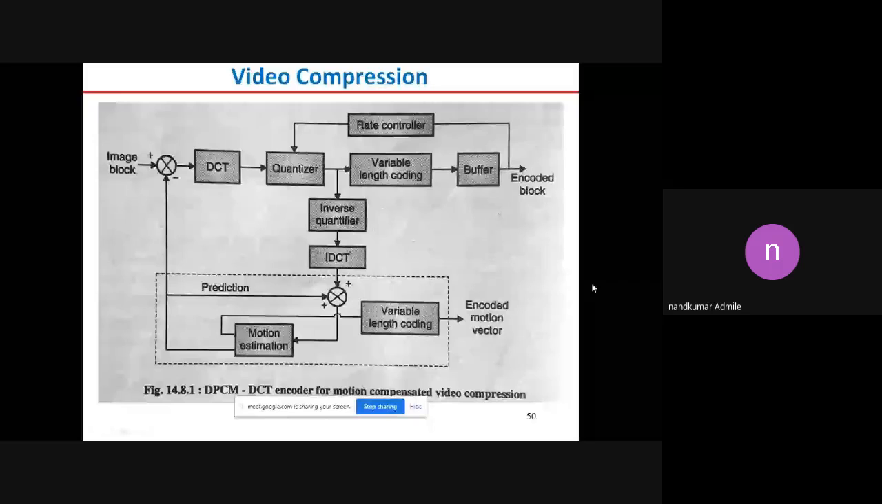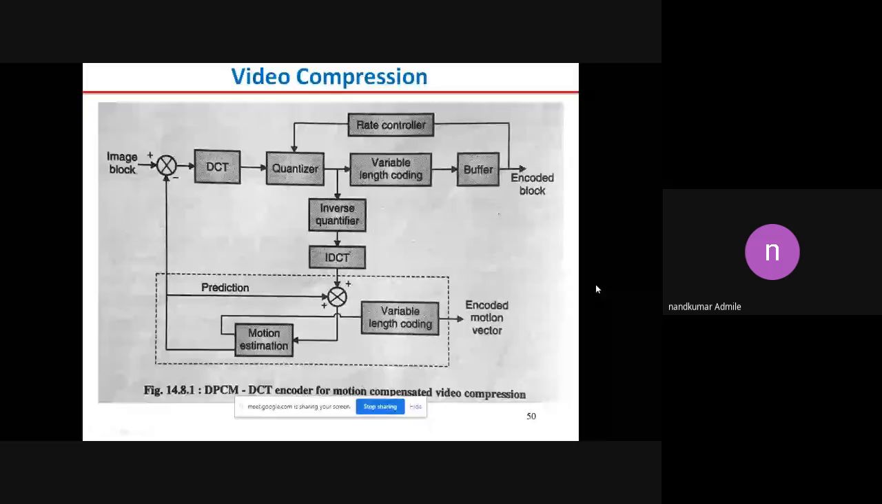The last point is video compression. As we studied various image compression techniques for images, similarly, if we have to compress the video, then we have to study video compression techniques. In the second unit, we will study the various types of transforms.